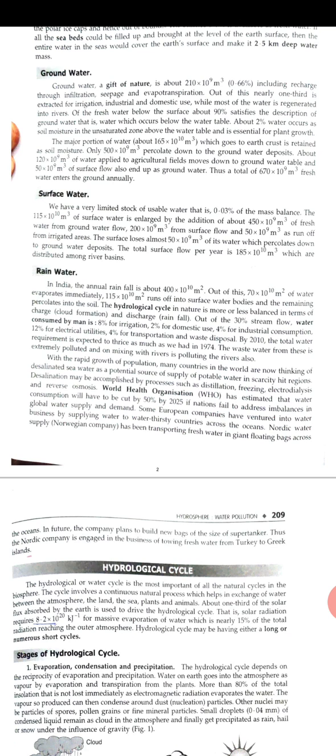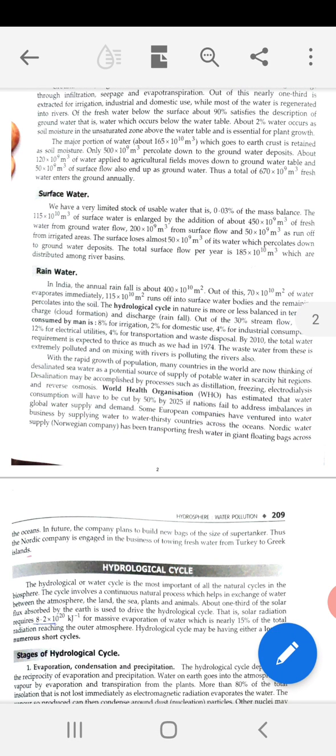Rainfall: out of the 30% stream flow water, 12% is for electrical utilities, 4% for transportation and waste disposal. By 2010, the total water requirement is expected to be thrice as much as we had in 1974. The wastewater from these is extremely polluted and on mixing with rivers is polluting the rivers also.